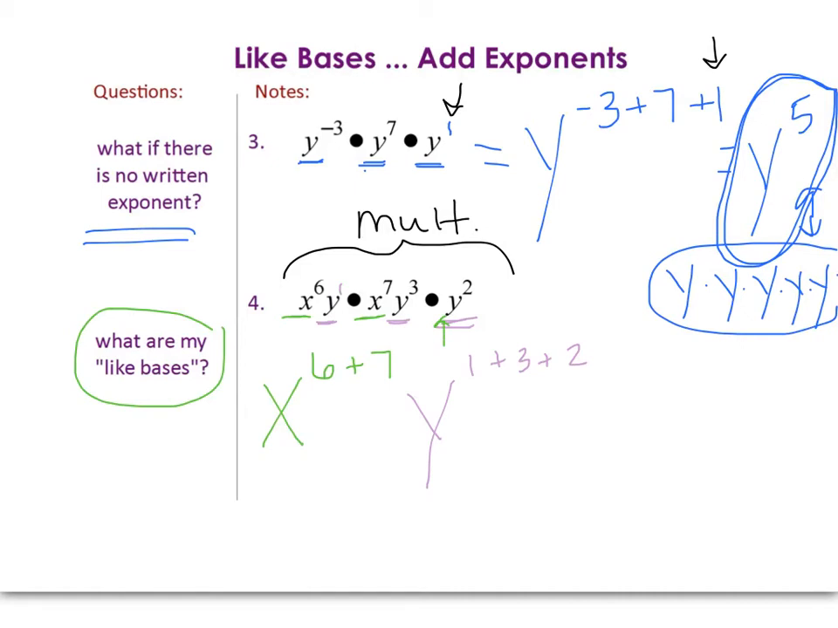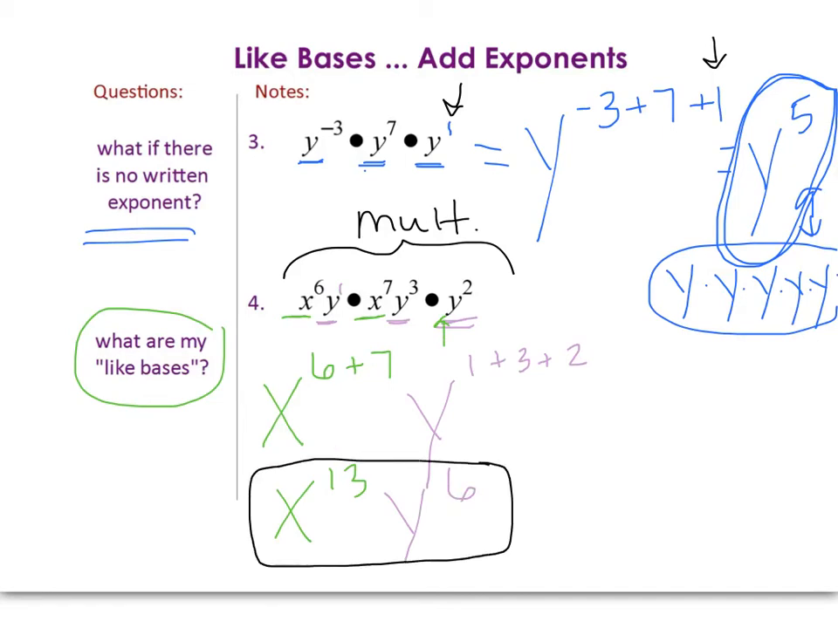So x to the 6 plus 7 is x to the 13. Y to the 1 plus 3 plus 2 is y to the 6th. So your final answer is x to the 13, y to the 6th. It's just like combining like terms. Look at the bases that are alike and then add those exponents.